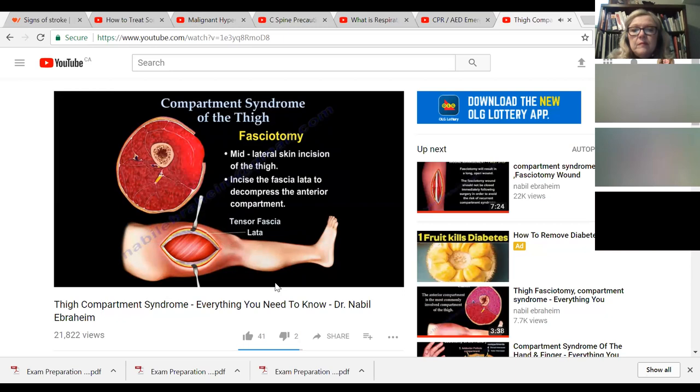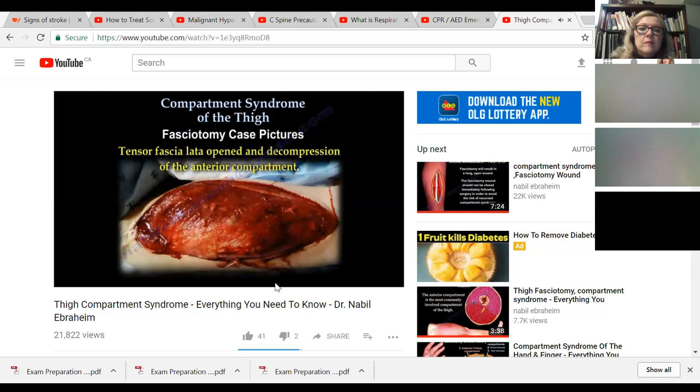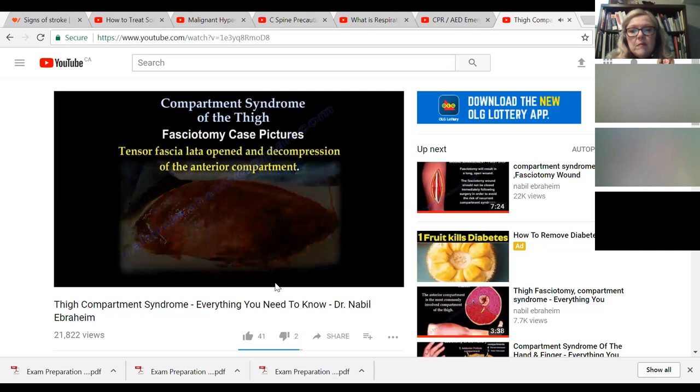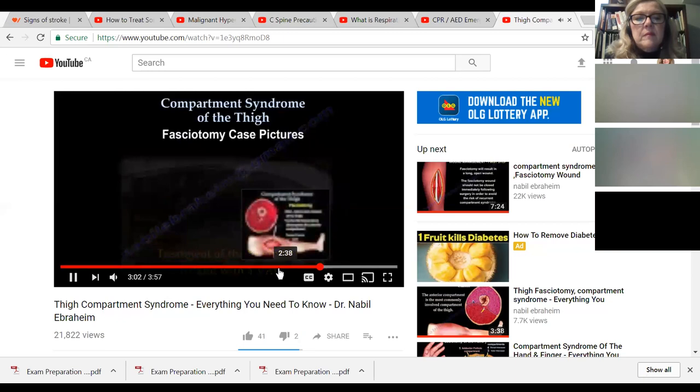This is an example of fasciotomy of the thigh. Notice that the tensor fascia lata is open and the anterior compartment muscles are bulging through the incision. Here the VAC is used to treat the wound after fasciotomy is done. Here is an example of closure of the fasciotomy wound.